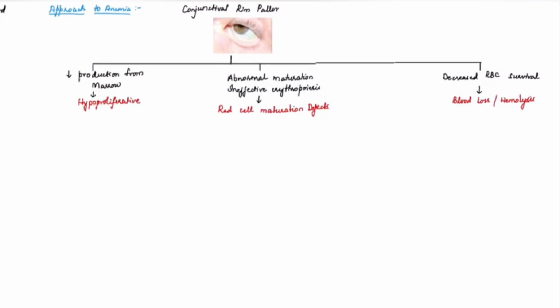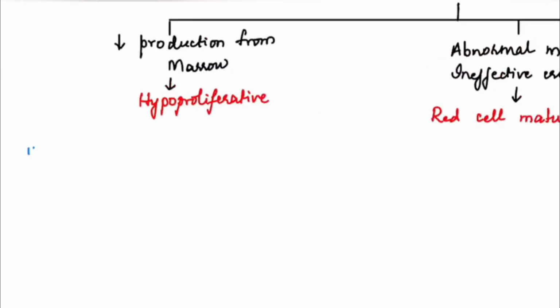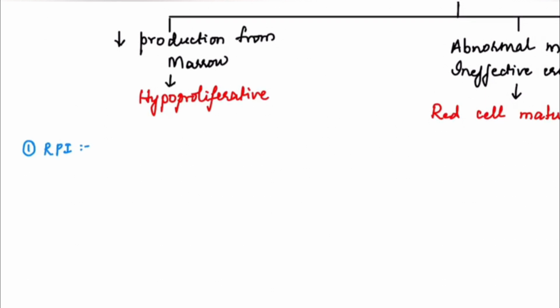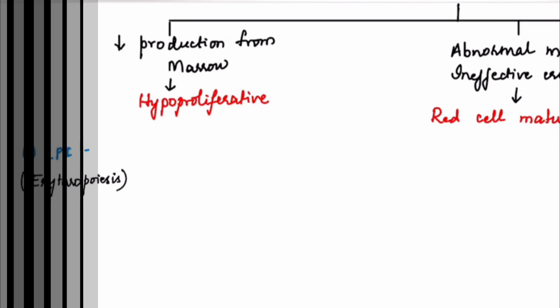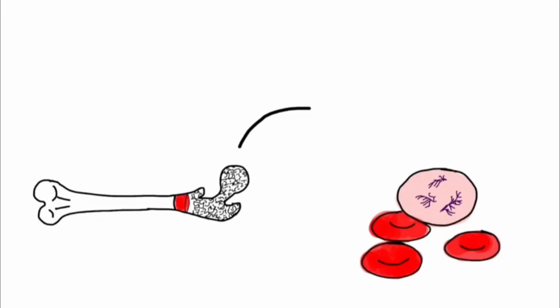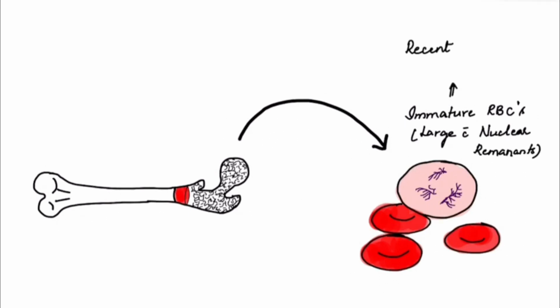Now, how to differentiate the three of them? The first and foremost thing to look for is the reticulocyte production index, RPI. This is a very important estimate of the erythropoiesis that is occurring inside the bone marrow. We'll look at this in brief before proceeding further. What is a reticulocyte production index? Also known as the corrected reticulocyte count. Normally the bone marrow will release reticulocytes into the blood, which are immature RBCs. They are larger in size than normal RBCs and have nuclear remnants. And presence of reticulocytes indicates recent bone marrow function.